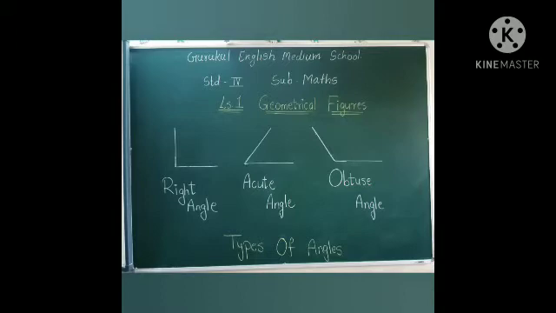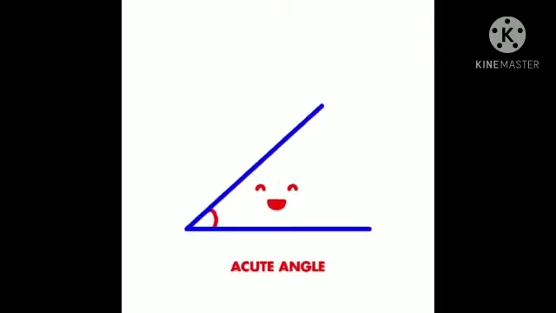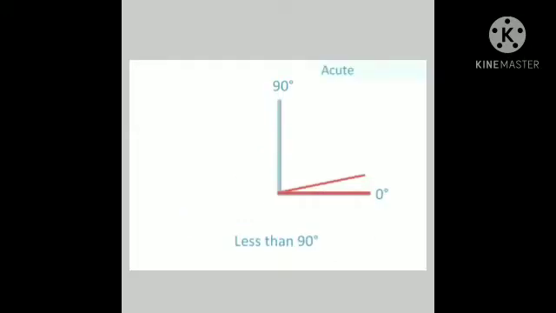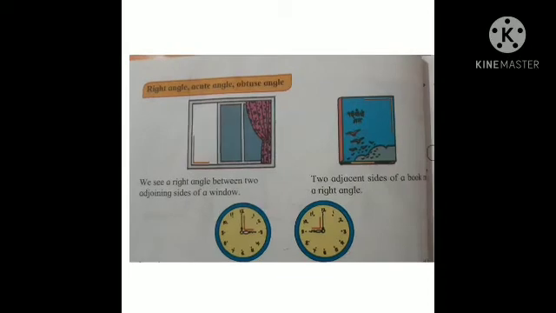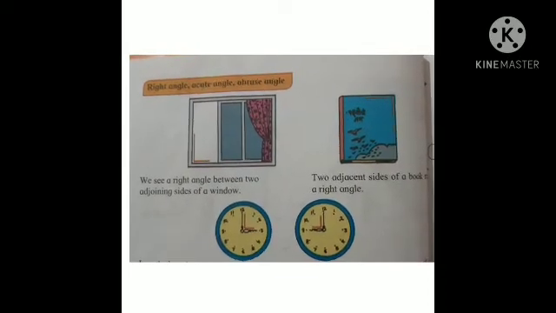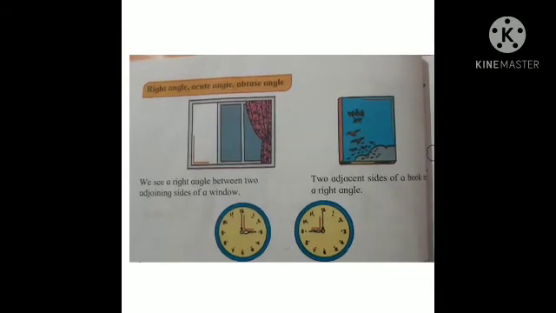You can see here a right angle and an acute angle. We see a right angle between two adjoining sides of a window. Two adjacent sides of a book make a right angle. So do you understand? See these clocks and recognize the right angle. Do you know, kids? A right angle measurement is always 90 degrees. It looks straight.